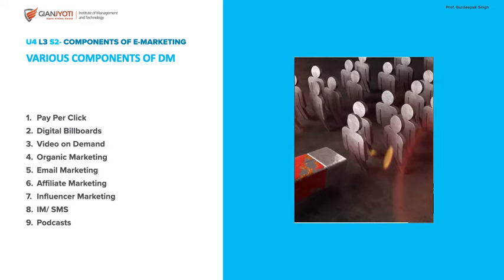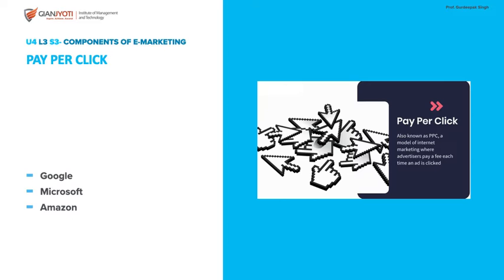So number one is PPC, which we call pay per click marketing, digital billboards, video on demand, organic marketing, email marketing, affiliate marketing, influencer marketing, and then instant messaging and SMS marketing. And last is the podcast marketing. So let us go through these one by one quickly.